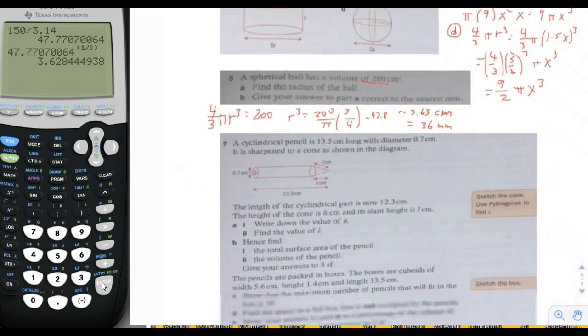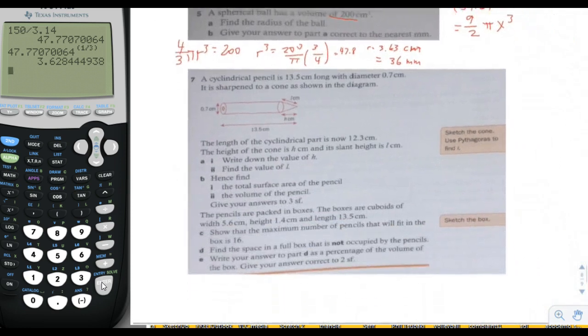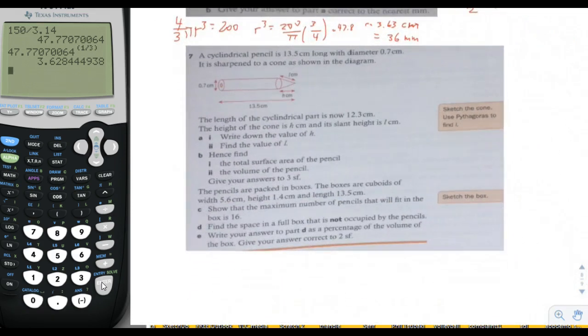Okay, 7. A cylindrical pencil is 13.5 centimeters long with a diameter of 0.7 centimeters. It is sharpened to a cone as shown in the diagram. The length of the cylindrical part is now 12.3 centimeters. So this part here is 12.3. The height of the cone is h, and its slant height is L.